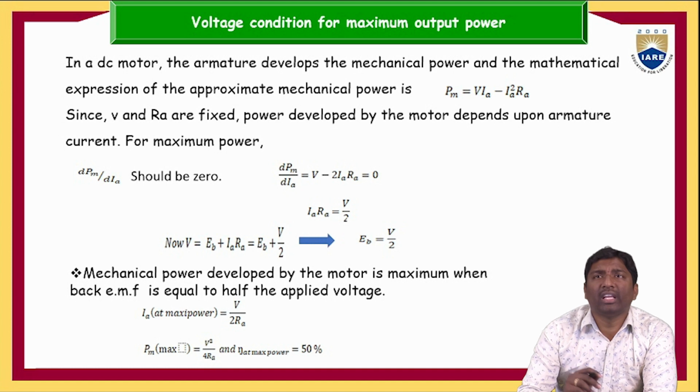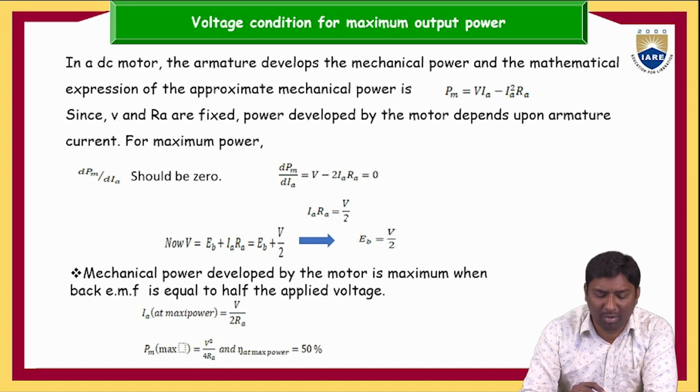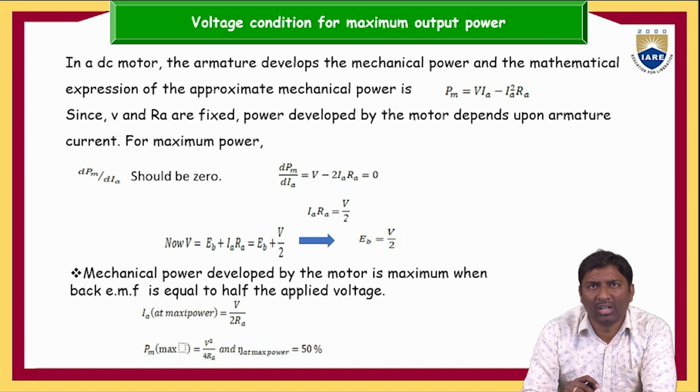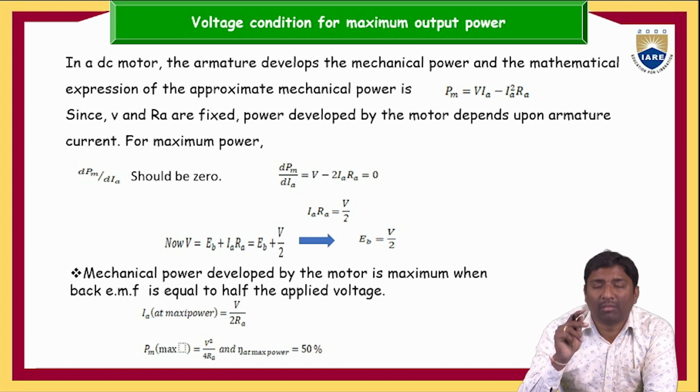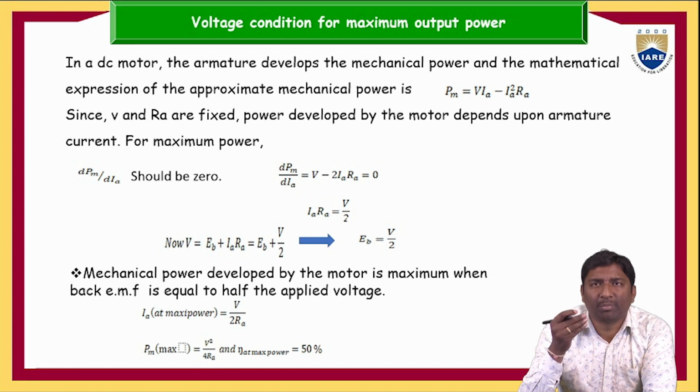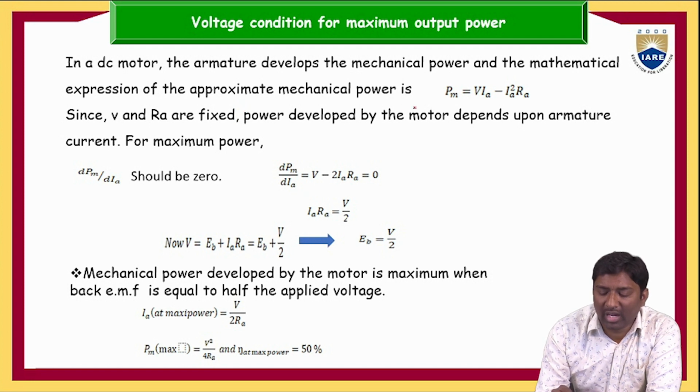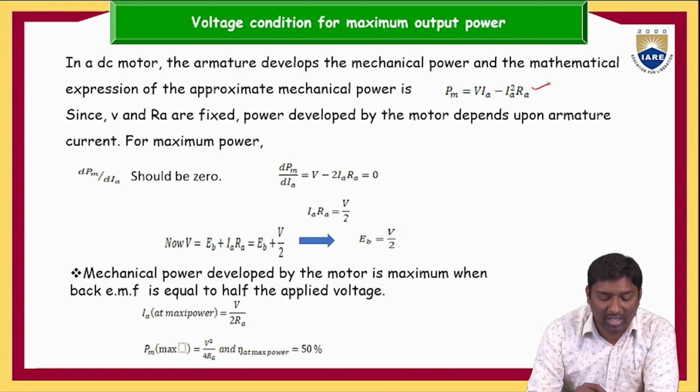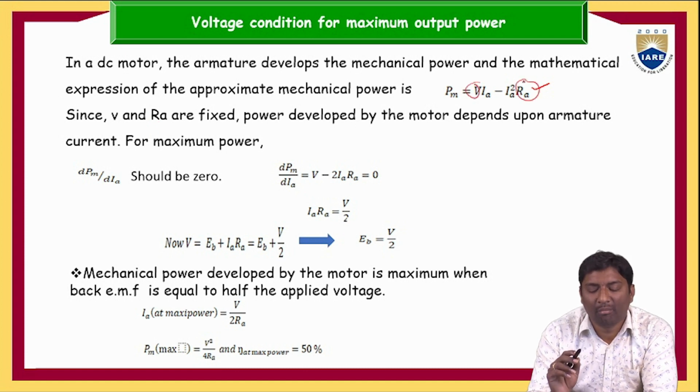And the voltage condition for maximum output power in case of the DC motor. In a DC motor, the armature will develop the mechanical power, which is expressed mathematically as the approximate mechanical power Pm is equal to V into Ia minus Ia square into Ra. Here V and Ra are fixed. Power developed by the motor depends on the armature current only.